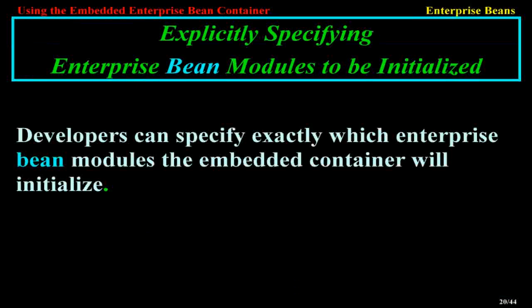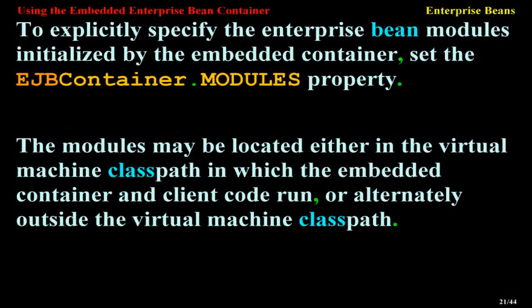Developers can specify exactly which EJB modules the embedded container will initialize. To explicitly specify the EJB modules initialized by the embedded container, set the EJBContainer.MODULES property. The modules may be located either in the virtual machine class path in which the embedded container and client code run, or alternately outside the virtual machine class path.